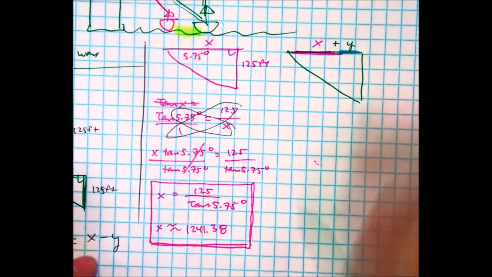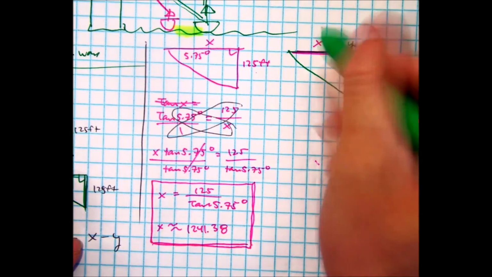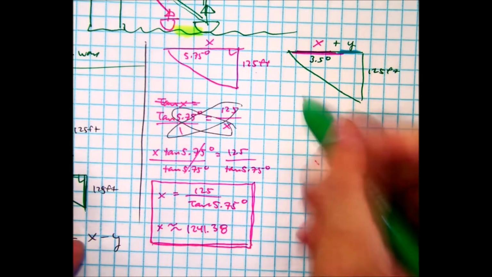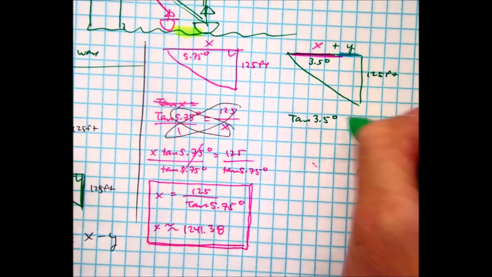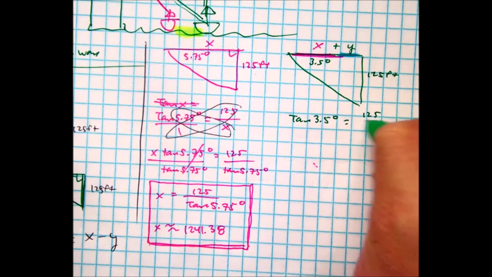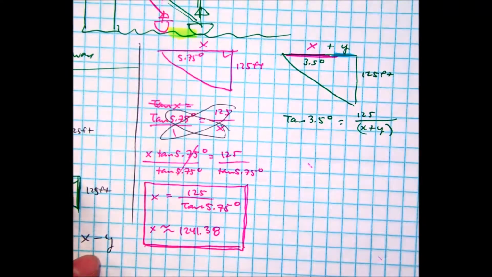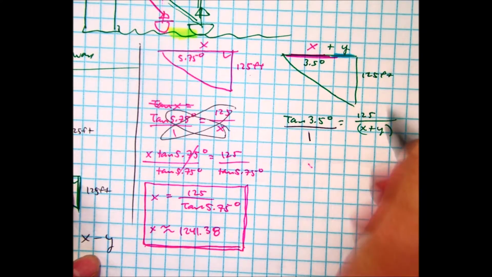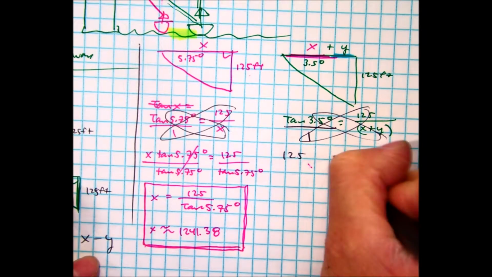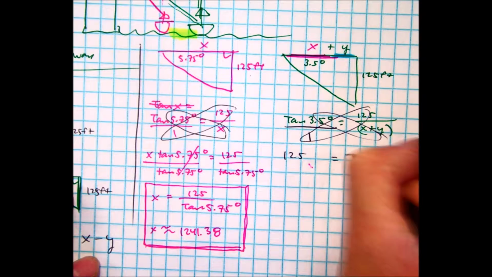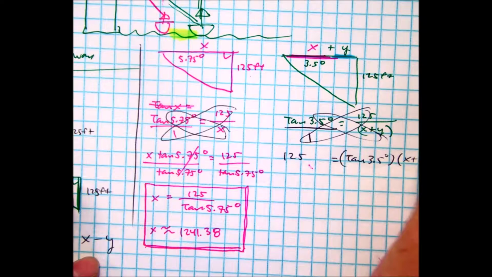Let's go ahead and solve for this triangle. So I call this one x plus y. My length over here is 125, and I have 3.5 degrees. So I have tan of 3.5 degrees equals opposite, which is 125, over x plus y. And then I'm going to put over 1 and cross multiply. We get 125 equals tangent of 3.5 degrees times x plus y.